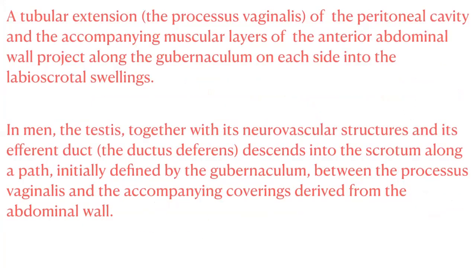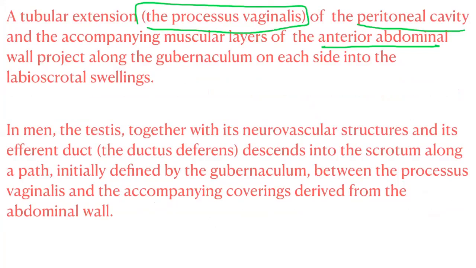A tubular extension called the processus vaginalis of the peritoneal cavity. So this is another thing, right? This is not the gubernaculum, but a processus vaginalis in the peritoneal cavity, and the accompanying muscle layer of the anterior abdominal wall projects along the gubernaculum on each side into the labioscrotal swelling. So along with the gubernaculum, the peritoneal cavity and the accompanying muscular layers of the anterior abdominal wall enter the labioscrotal swellings.